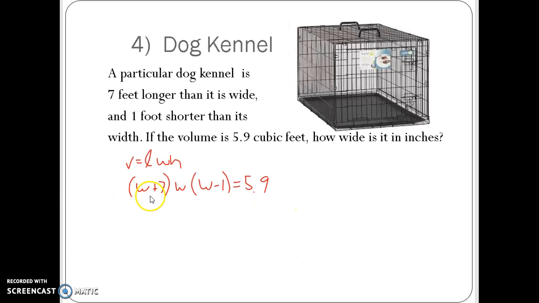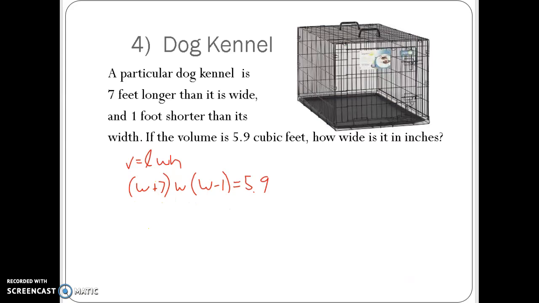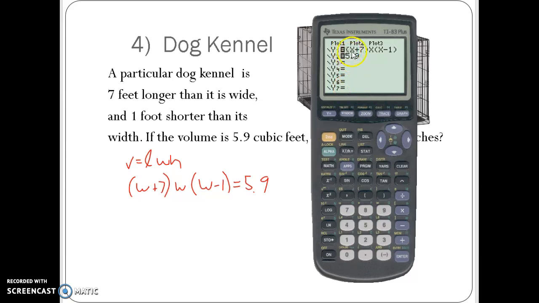So what I could do is put this in standard form, set it equal to 0, and solve it like we did the first three. However, with this particular problem, I'm just going to type two equations, and one equation is going to be just this side. I'm going to use x for W, and I'm going to have x plus 7 times x minus 1 as one equation. You can see that here. My other equation is going to be y equals 5.9.